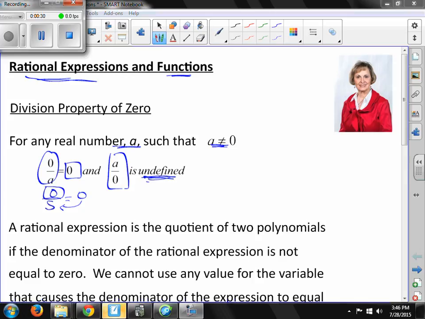The reason that you can't divide by 0: if I have 10 divided by 2, I can check it back. 10 divided by 2 is 5 because 5 times 2 is equal to 10. But 10 divided by 0, there's nothing that I can multiply times 0 and get 10, because anything times 0 is 0.